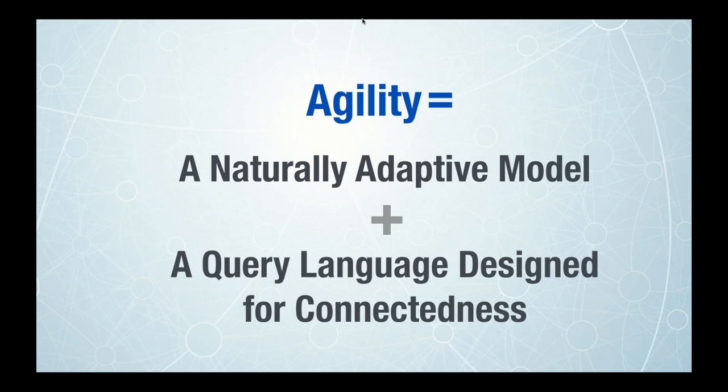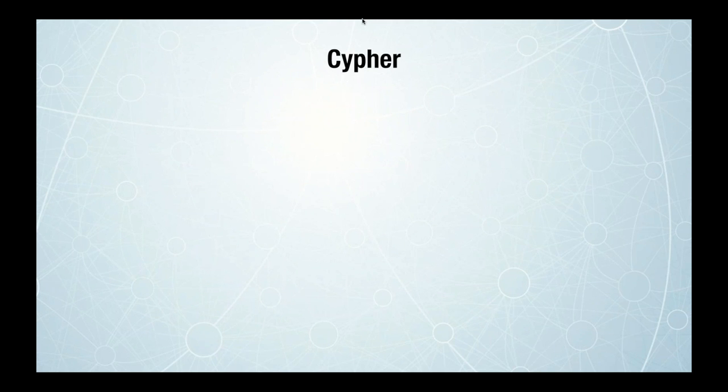But agility also means that you have a query language that's designed to query connected data. It's designed with relationships at the forefront. And that query language is something we call Cypher.